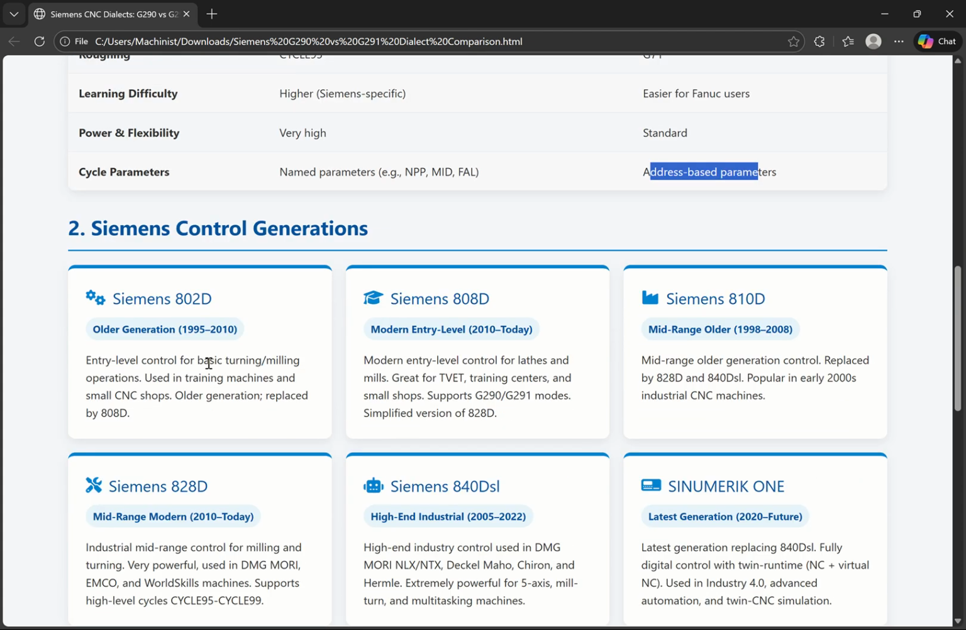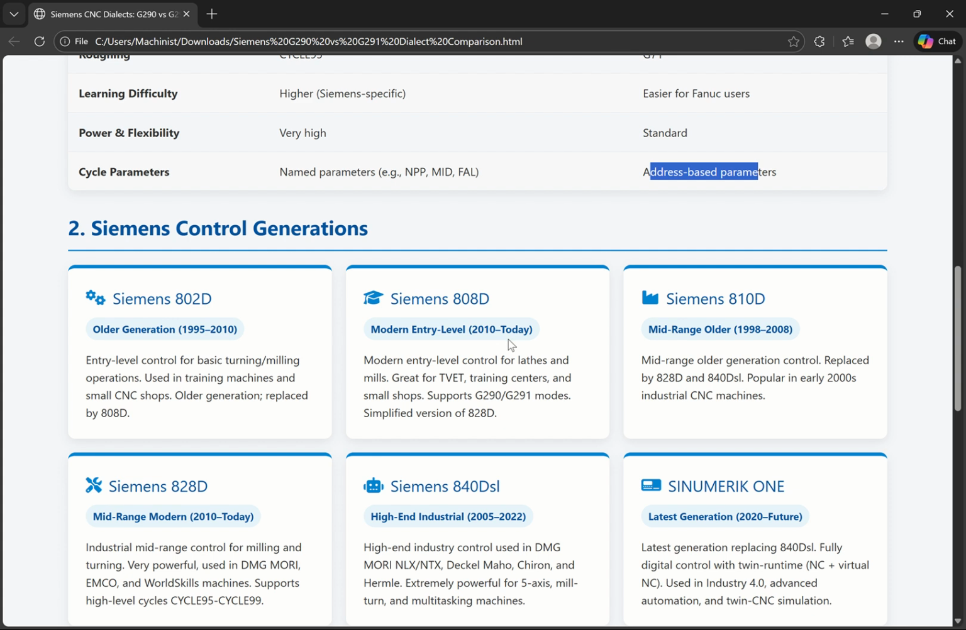When you look at the generation of these controllers, like the Siemens 802, this normally was developed between 1995 and 2010. So this was the entry level for basic turning and milling operation that was used in training and small CNC machines. All of that generation was replaced by 808. Now from 802 they replaced 802 with 808. This now was the modern entry level. I think it is being used until today.